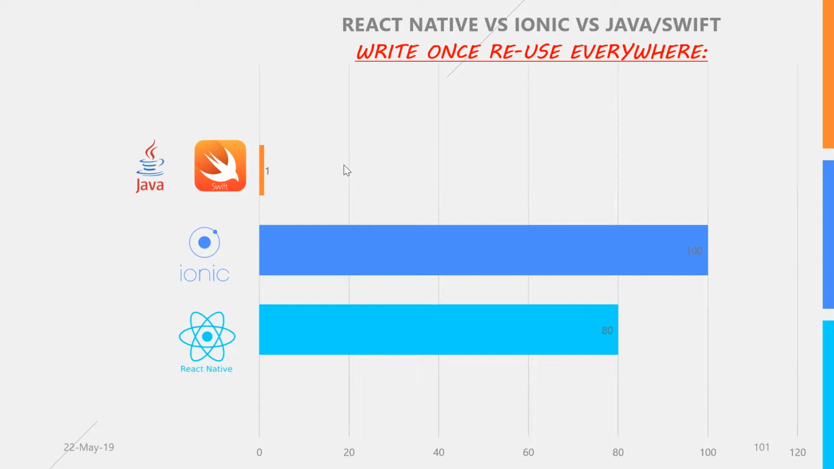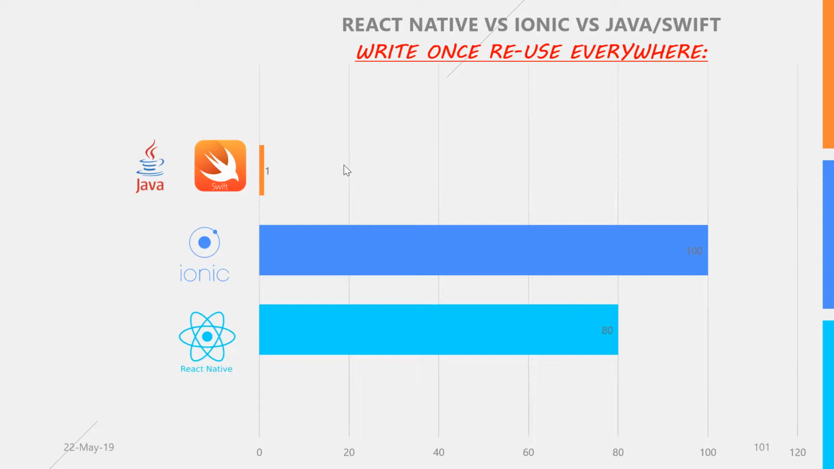When it comes to Ionic, it takes the crown here because it's a web view, it's a browser, it can run on any mobile device. So you write once, it's deployed, and it can be used for either platform without major tweaking.